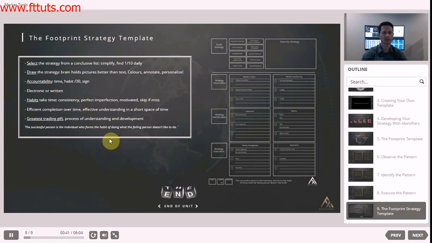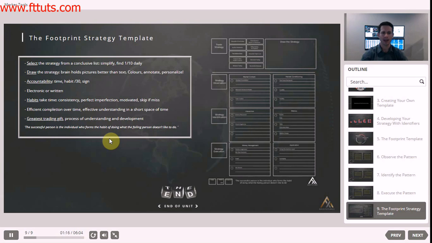This is so crucial. As human beings, our brains tend to hold on to picture images a lot easier than text. So go draw it, use different colors, annotate it, personalize it, really make it your own drawing. That way you're going to remember it a lot easier. Now do note, every time we do one of the 10 strategies, you're going to fill this out. Every time you recognize one of the 10 strategies in the marketplace whilst practicing, I urge you to complete it. It is there for your benefit ultimately.